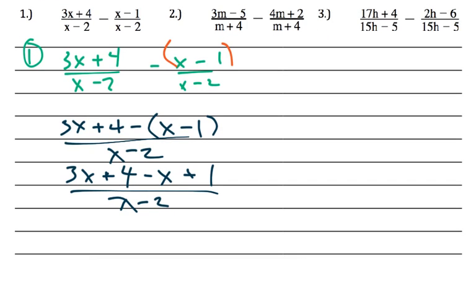And then we just have to combine like terms, and we'll have 3x minus x is 2x. 4 and 1 gives me 5 over x minus 2. And as we look at this, there's no factor to pull out, and there's nothing that can cancel, so that's totally done.